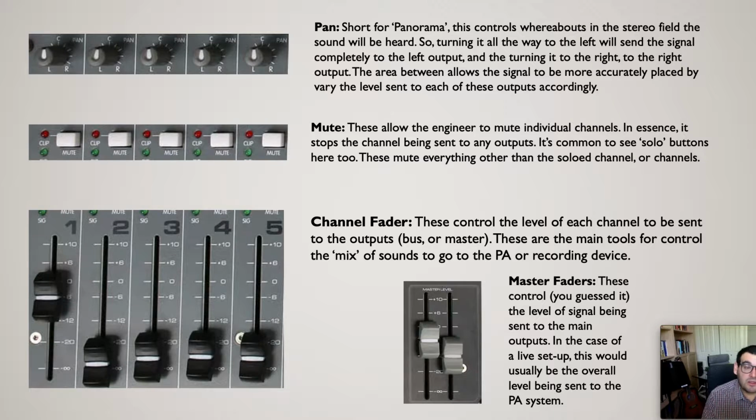Okay, 4 more parts. We've got the pan knobs here. Pan is short for panorama. This controls the whereabouts in the stereo field where the sound is going to be heard, either from the left or from the right. We have our mute buttons. These allow the sound engineer to mute individual channels so that they are not being recorded, so that the sound input and outputs are completely muted, completely silenced. We have our channel faders. These control the level of each channel to be sent to the outputs. And we have our master faders that control all signal levels at the same time.